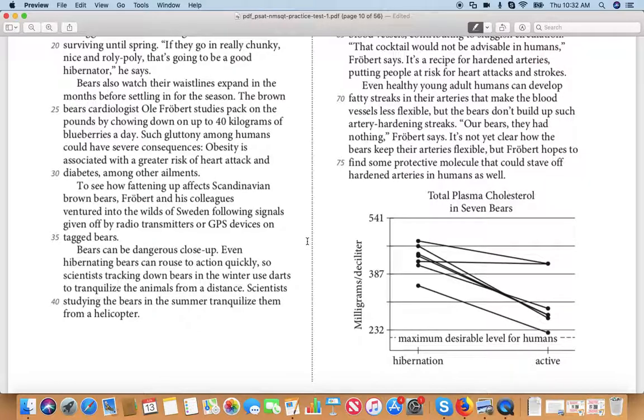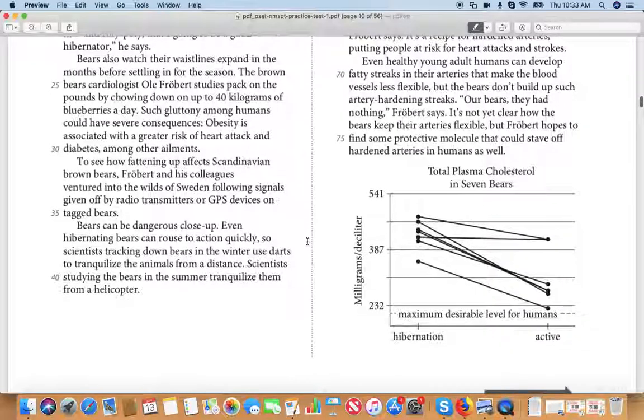could stave off hardened arteries in humans as well. Stave. What does that mean? To stave off. Sort of defend against? Yep, defend against. Perfect. To stave off hardened arteries in humans as well. Did you have to look that one up, or did you know that one? I knew that. Okay, good.